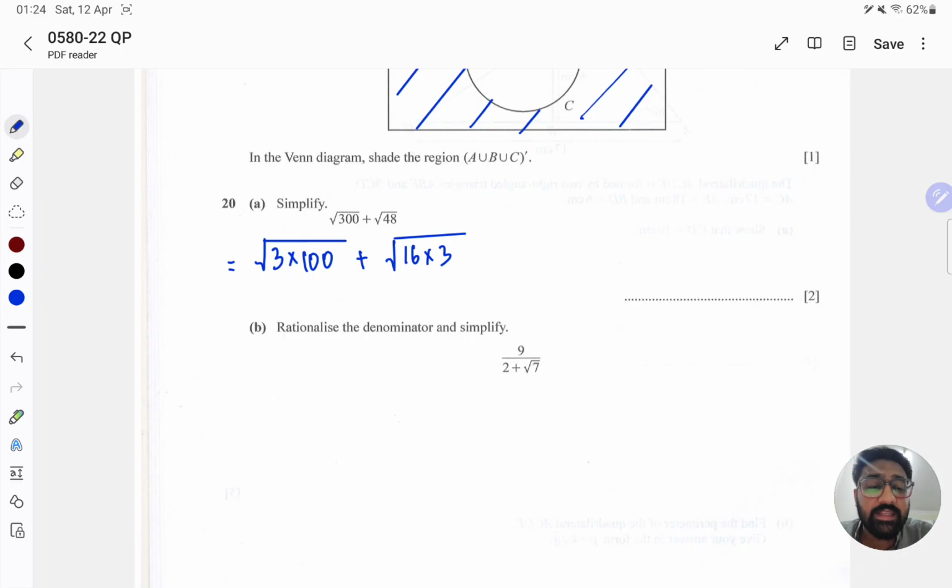That was the reason I was asking you to memorize square numbers and cube numbers. So you can simplify it. Square root of 100 is possible, which is 10, and square root of 3 is not possible, so you write it as it is. Similarly, square root of 16 is possible, which gives you 4, and square root of 3 is not possible. But these can be added because the third portion in both of these numbers is the same. So if you add 10 and 4, it is going to give you 14 square root of 3 as your final answer.